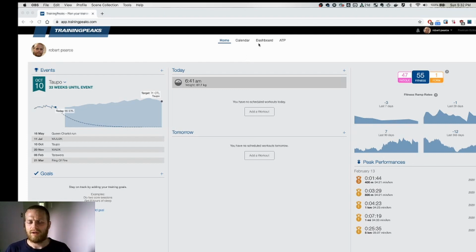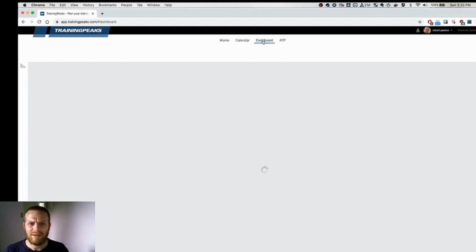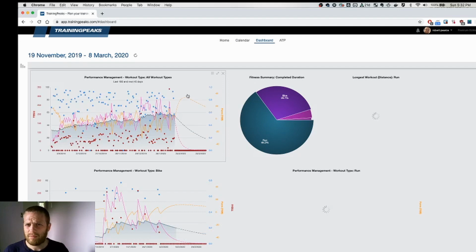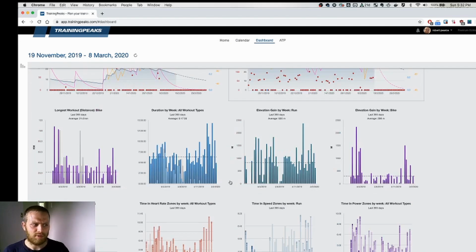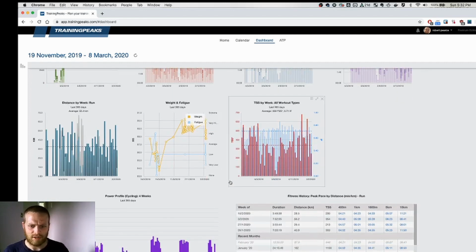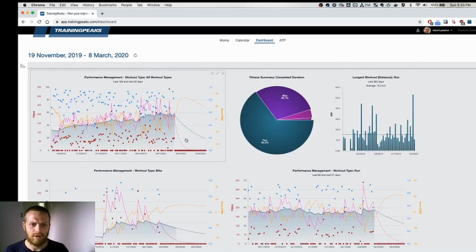So the first thing, if I just go through, is they have a thing called the PMC, the Performance Management Chart. I believe you only get that when you pay for Training Peaks. I don't think you get it on the free version. Now, this is my dashboard which I've set up. There's a lot of information here, which I'll go over in a separate video. But for now, I'll just show you the PMC.